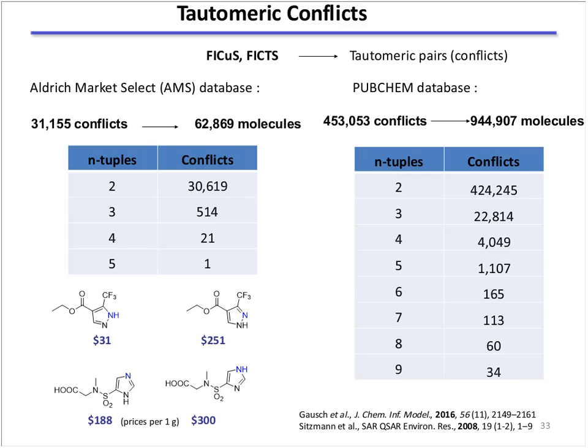Here is an example where we can see different tautomers of the same molecule sold at different prices. The price for 1 gram is $31 for one tautomer, and for the other tautomer the price is $51. Here we have analyzed a database which has around 100 million molecules, and we found around half a million to 1 million molecules in conflict. Mostly these conflicts come from the two tautomer pairs, and we have analyzed up to 25 tautomer conflicts present in the database.